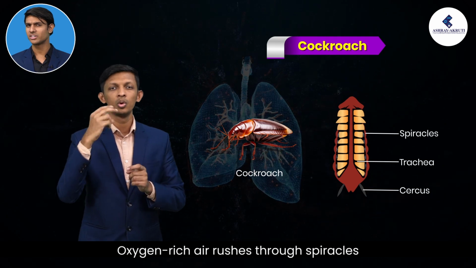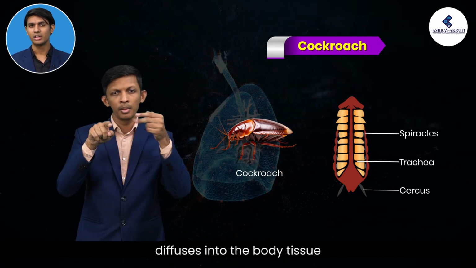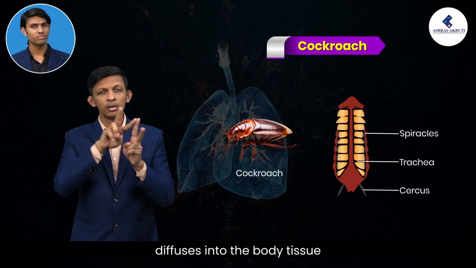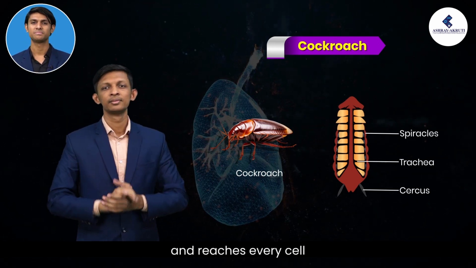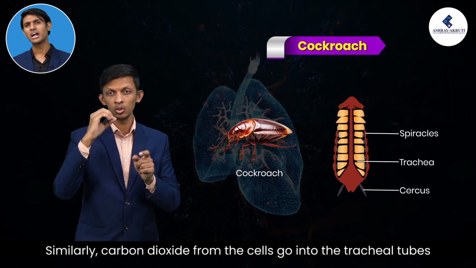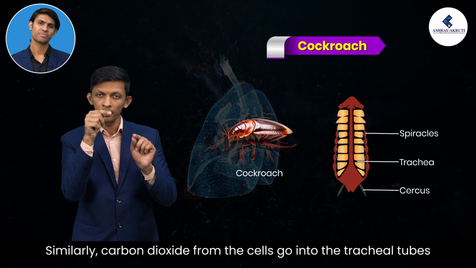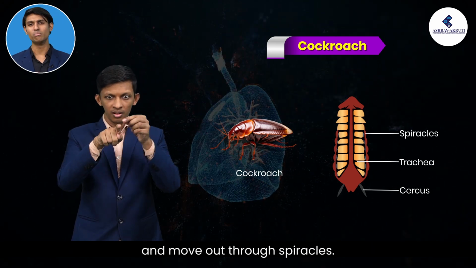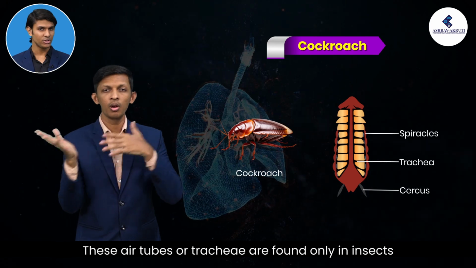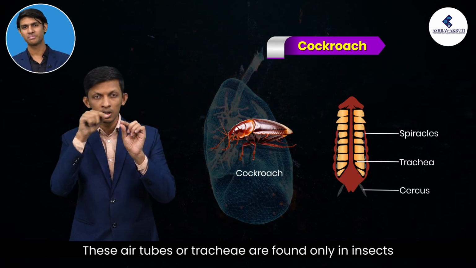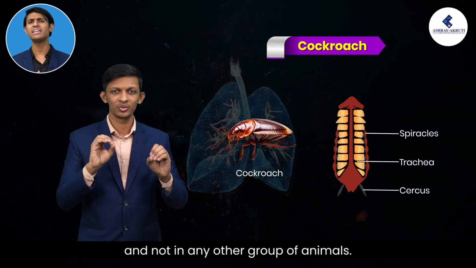Oxygen-rich air rushes through spiracles into the tracheal tubes, diffuses into the body tissue, and reaches every cell. Similarly, carbon dioxide from the cells goes into the tracheal tubes and moves out through spiracles. These air tubes or trachea are found only in insects and not in any other group of animals.